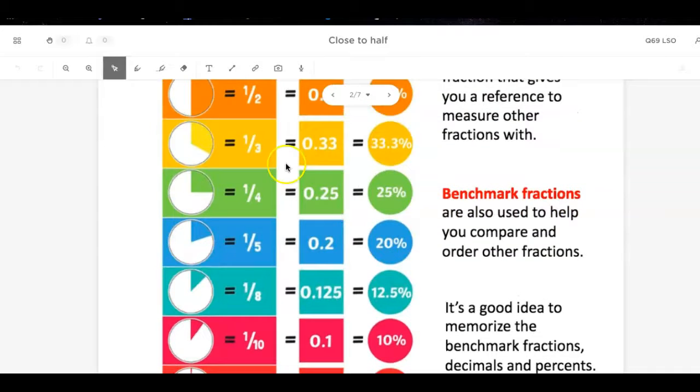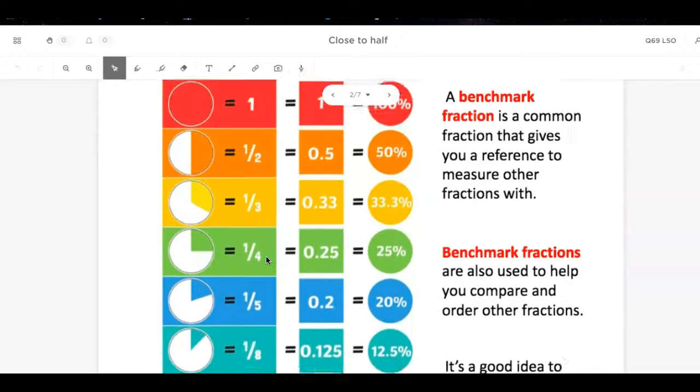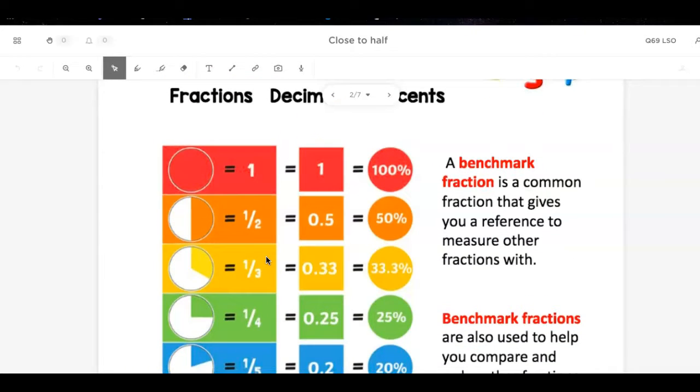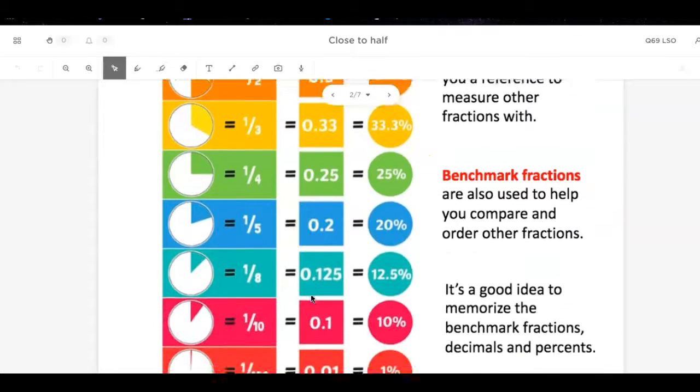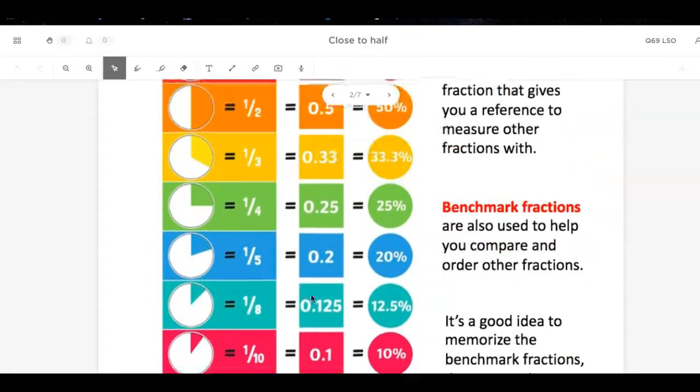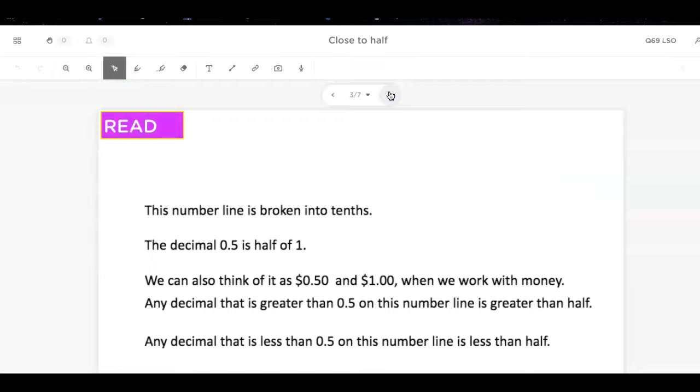Okay, so this is just a little graphic here to show you some really important fractions. 1/3, you're going to memorize that that's worth 0.33, and it's actually a repeating decimal, and it'd be the same as 33%. Okay, these are all things we're going to be learning over the next few weeks, and that's just a resource for you to look at.